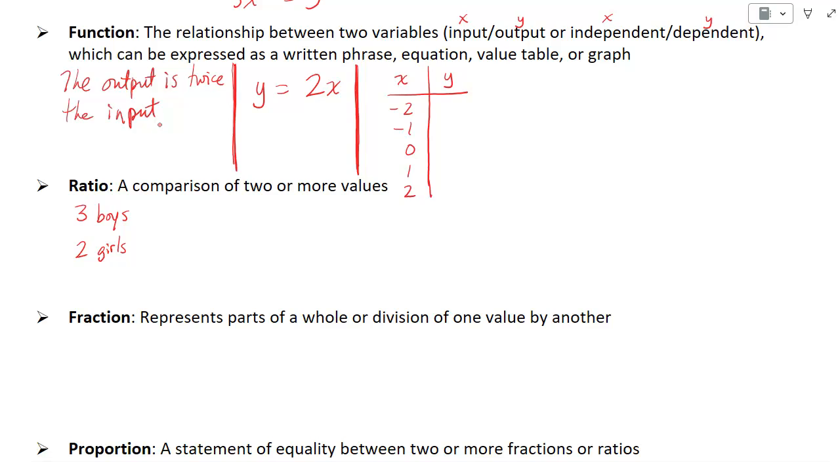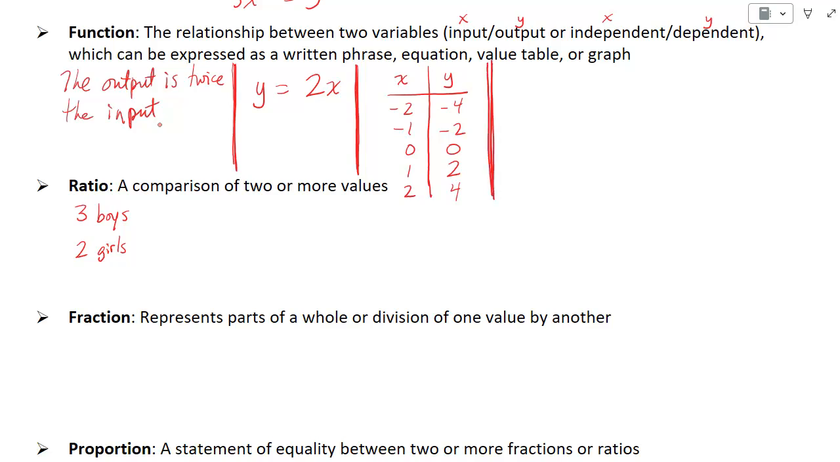So negative 2 times 2 is negative 4. Negative 1 times 2 is negative 2. 0 times 2 is 2... 1 times 2, I'm sorry. I lied to you. I got ahead of myself. 0 times 2 is 0. 1 times 2 is 2. And then 2 times 2 is 4. See, even the best of us can make mistakes when we rush.